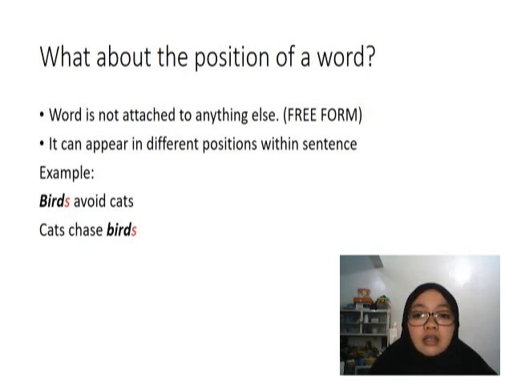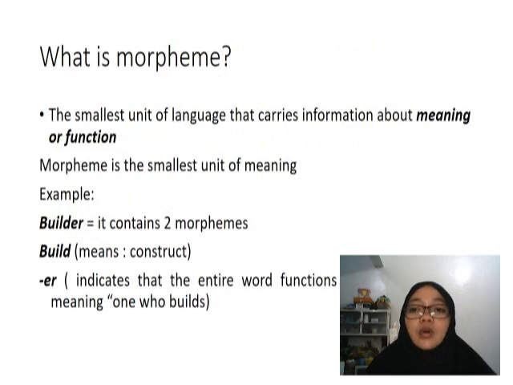Okay, and then what is a morpheme? I have said many times about morpheme. What is actually a morpheme? You may still be confused. What then is the difference between word and morpheme? I said that bird is also a morpheme and s itself is a morpheme. So what is a morpheme? A morpheme is the smallest unit of language that carries information about meaning and function. It carries information about meaning. It has function.